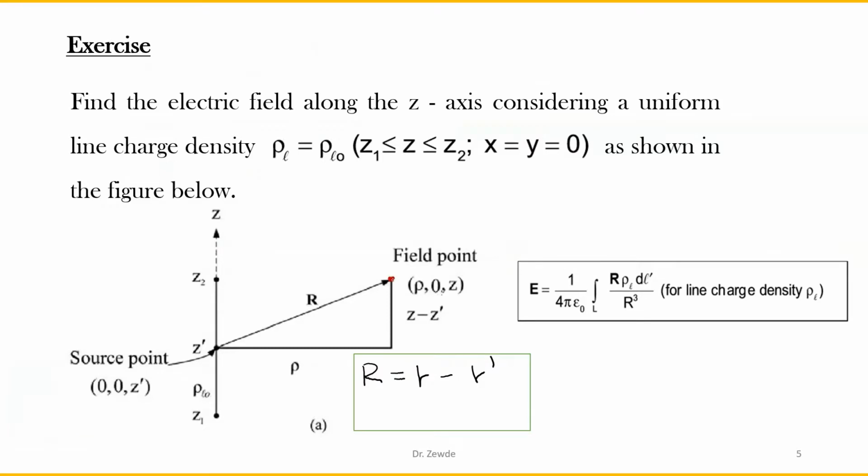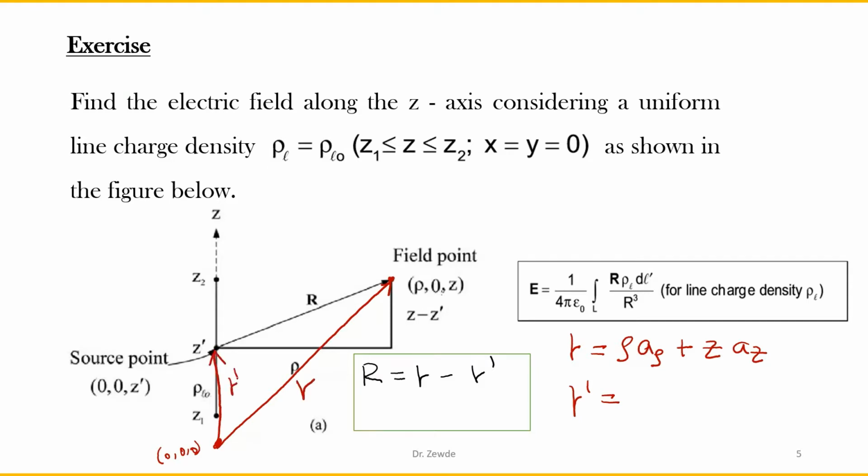what we need to do is determine R and R prime. In this case, R is the vector from the origin, from the 0, 0, 0 point, to the field point. So in this case, R has two components, the rho component and the z component. So this is rho times rho hat plus z along the z axis. And R prime is the vector between the origin and the source point z prime. So this is R and this is R prime. So R prime is z prime along the z axis.